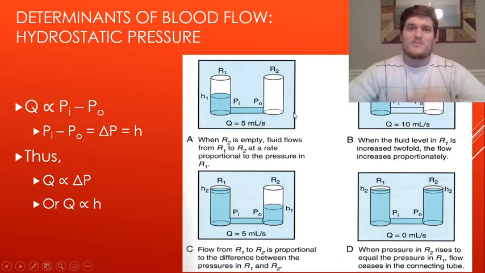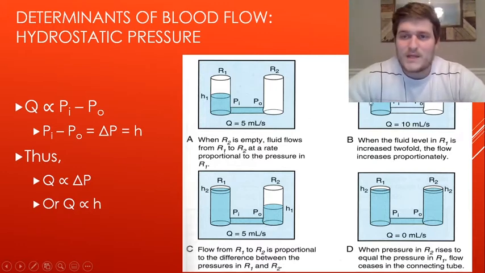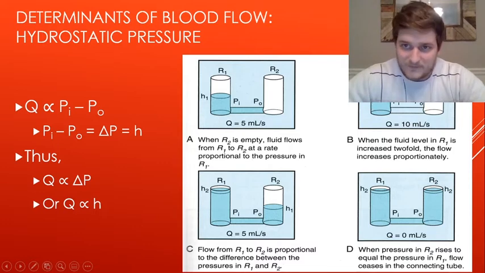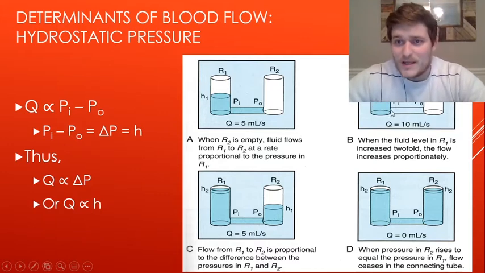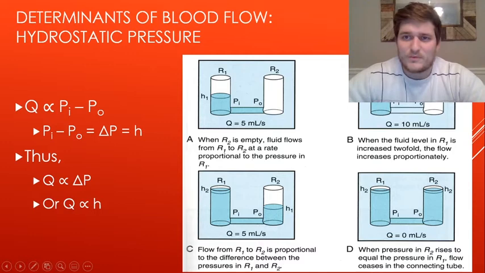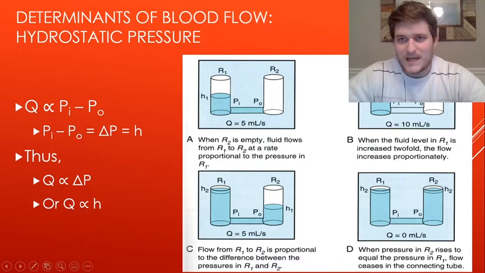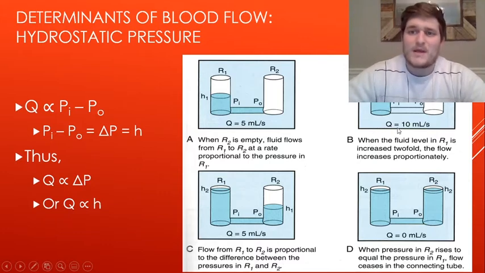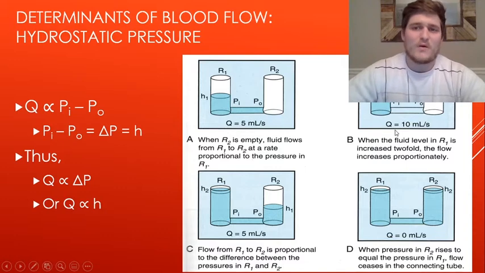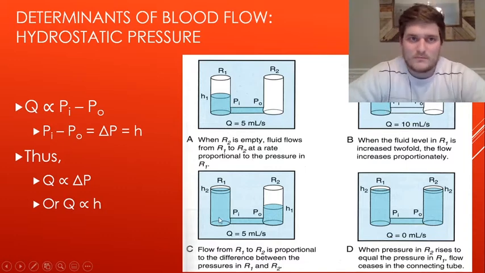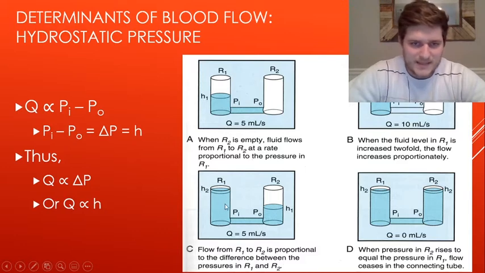So now let's manipulate some of those variables. If we increase now the height of the fluid of R1, well, we know from the hydrostatic pressure equation that that's going to mean a greater initial starting pressure. And by doubling the height of fluid within this column, the flow is going to increase proportionally. So we doubled the height of fluid in this column, and therefore we doubled the flow of fluid from R1 to R2.